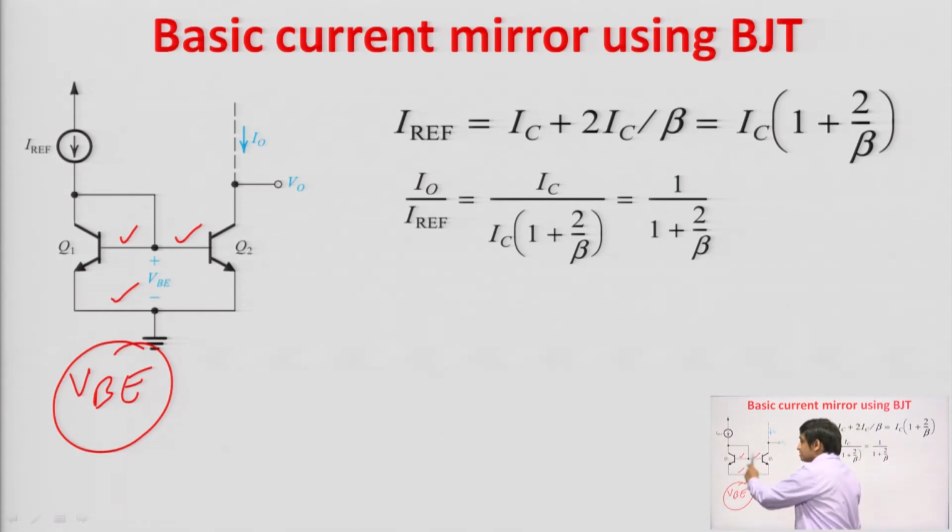Matched transistor means the reverse saturation currents are the same, beta is the same, fine, and Q1 and Q2 should be in active region for BJT, but in MOSFET they should be in saturation, fine, because BJT works as an amplifier in active region and MOSFET works as an amplifier in saturation.